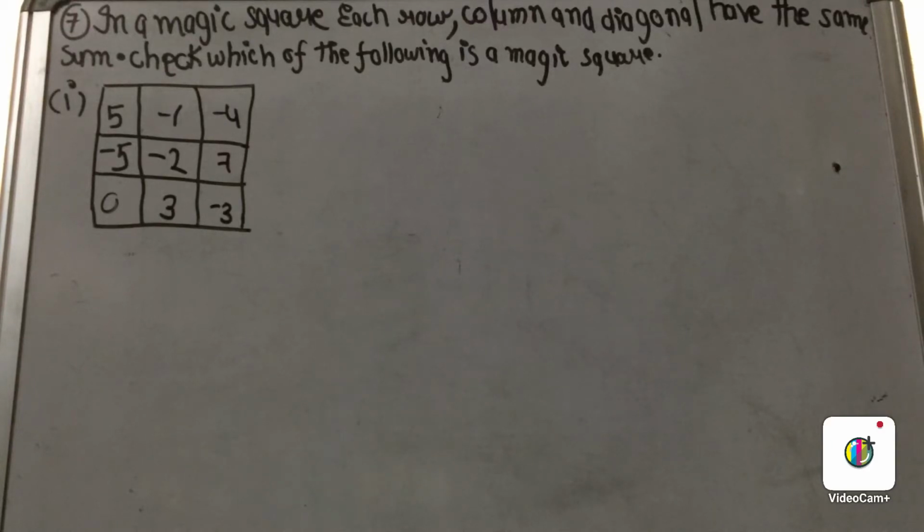Now moving to our question number 7. What is our question number 7? In a magic square, each row, column and diagonal have the same sum. Check which of the following is a magic square.